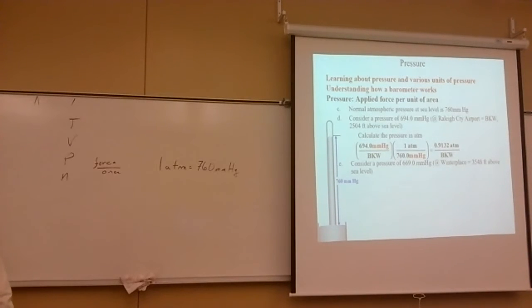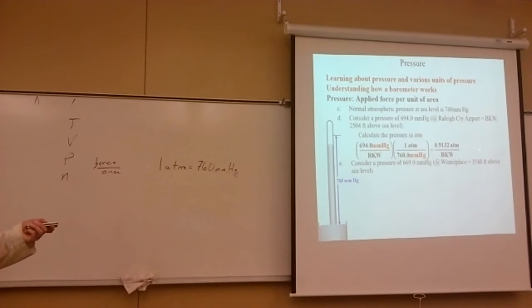Anyway. So how do you get that? This right here? Well, one atmosphere equals 760 millimeters. How do you get the answer? Oh, divide this into that. That's in the numerator, this is in the denominator. So you just divide that into that and you get that value. It should be less than one, right? Because 760 is greater than 694 and it's in the denominator. So you divide it and you get something less than one.